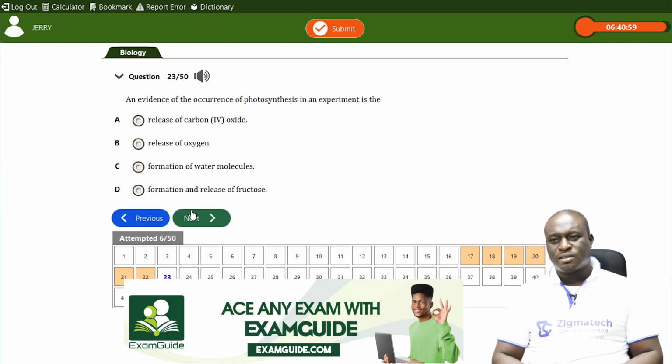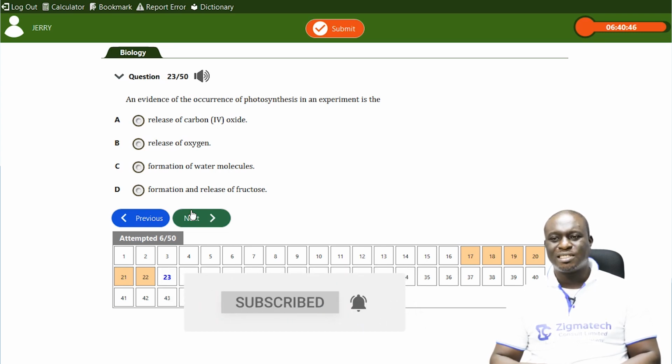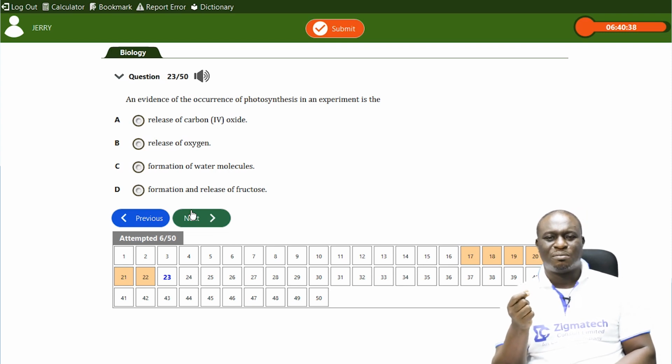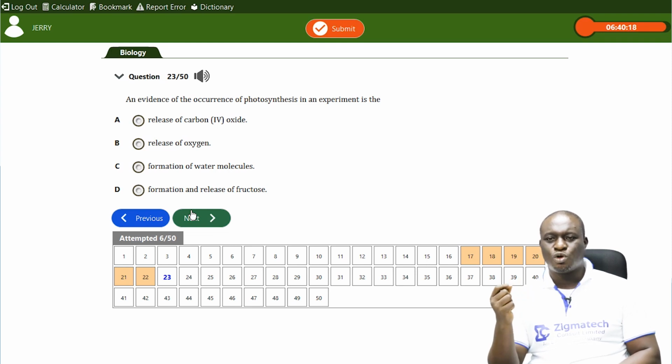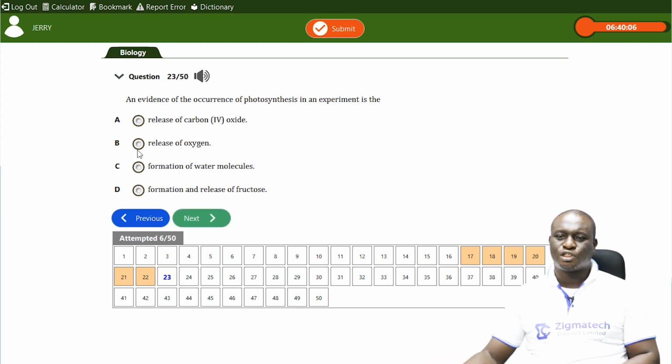Next question. Still on photosynthesis, an evidence of the occurrence of photosynthesis in an experiment is, I repeat again, an evidence of the occurrence of photosynthesis in an experiment is the... Now, what I told you before is that the evidence that a plant has undergone photosynthesis involves two things that must be taken note of. One is the release of oxygen, and number two is the formation of simple sugar. If you look at option A, they said release of carbon dioxide, no. Option B, release of oxygen, yes. Option C, formation of water molecules, and then option D. But the correct answer to this question is option B, the release of oxygen.